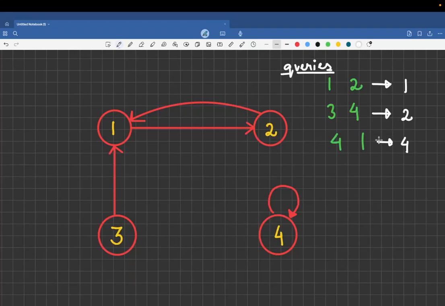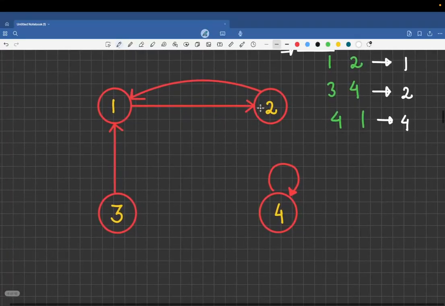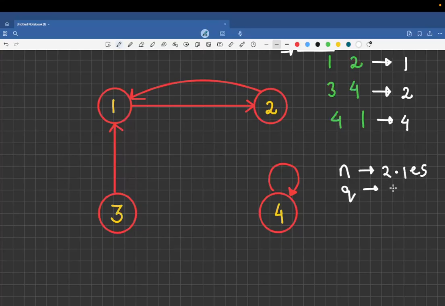So I hope the problem is understood by everyone. If not, just go through the problem once again and you will be able to understand it. Okay, now how can we actually solve this? We are given that the number of planets can go up to 2 times 1e5, right? And the number of queries can also go up to 2 times 1e5. And the value of k, that is the number of times you are teleporting, can go up to 1e9.